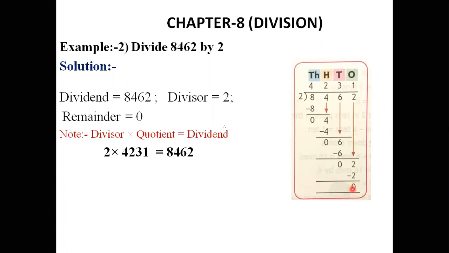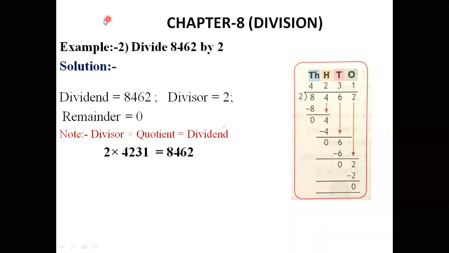And now here we see that the remainder is 0, and there is no number after the 2 as a dividend, so our division will be stopped. Now in this way we can find the divisor is equal to 2 and the dividend is equal to 8462.